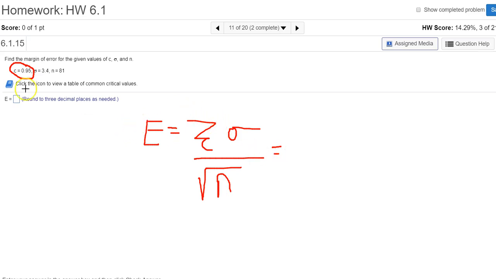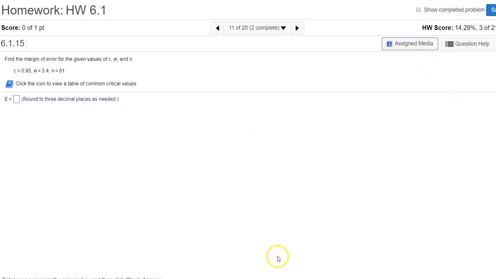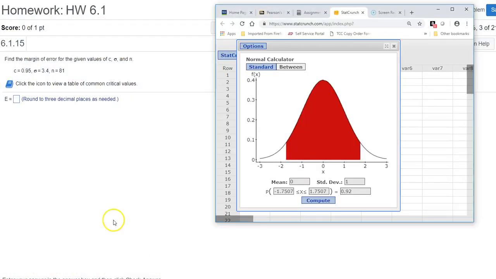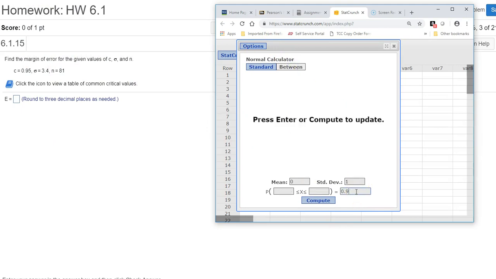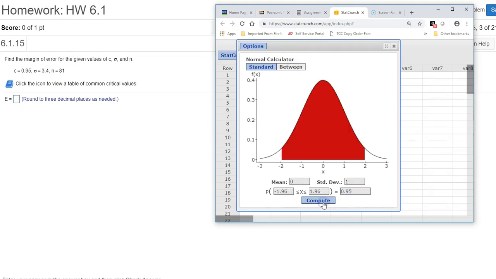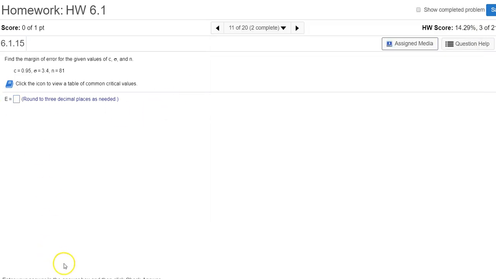Remember how to find your ZC for 95? Let me go ahead and show that to you one more time. You will go to your StatCrunch. In between, it is 95. So this is going to be 95 and compute. So my critical value is 1.96. Okay? So I'm going to go ahead and plug that in here.